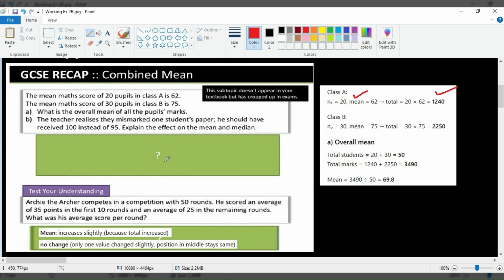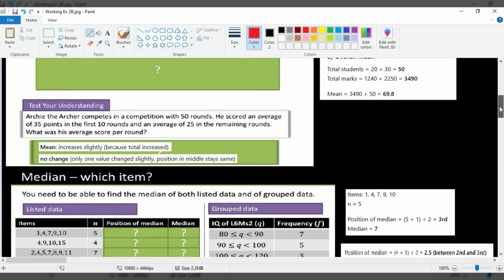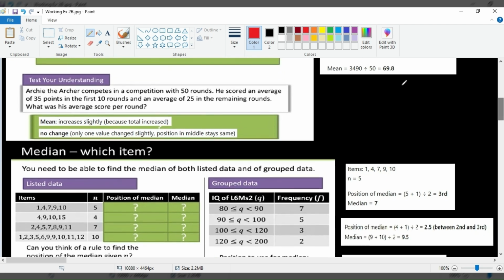So 69.8 is going to be the answer for this. Now, it says Archie the Archer competes in a competition with 50 rounds. He scored an average of 35 points in the first 10 rounds, and an average of 25 in the remaining rounds. What was the average score per round? So that means the mean is going to be increasing slightly because the total has also increased, and no change, only one value changed slightly. The position in the middle stays the same.